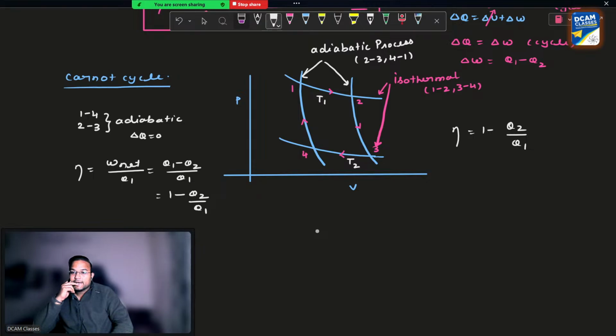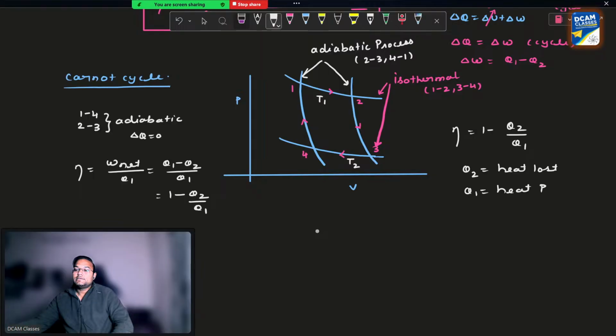Now we need to understand in which process heat is being absorbed and in which process heat is being lost. Can you think of something? Can you tell me in which process heat is being absorbed and in which process heat is being lost? While defining, I have told you earlier, Q2 is the heat lost and Q1 is the heat absorbed.